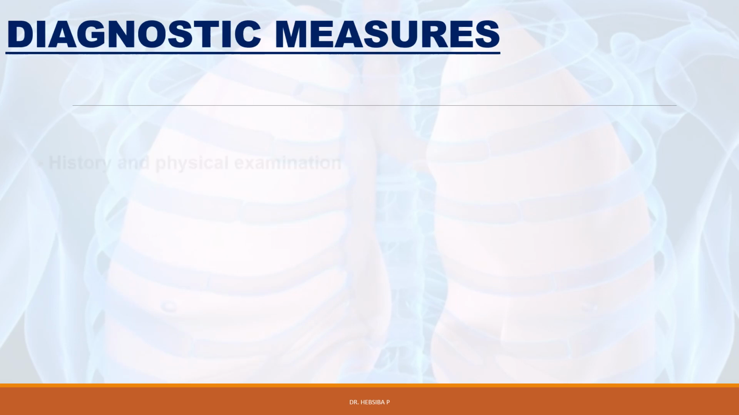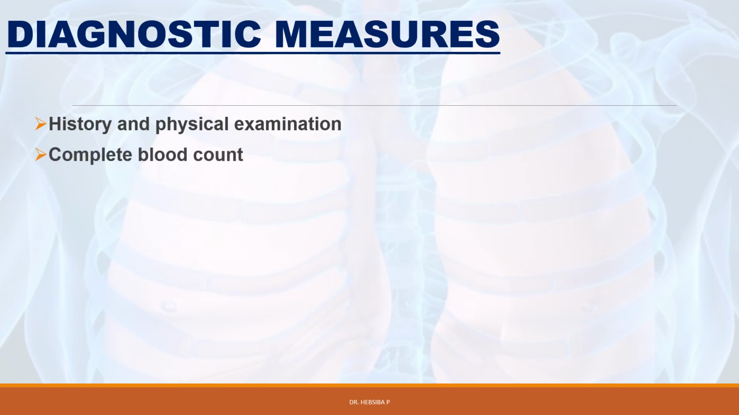Then what are the diagnostic measures? First and foremost is history and physical examination, and complete blood count. In the complete blood count, we could identify if the patient is anemic or not, and the patient's hemoglobin level. When hemoglobin level decreases, there is decreased oxygen carrying, so a decreased level of oxygen is getting to the peripheral body area. So through the complete blood count, we can identify that.